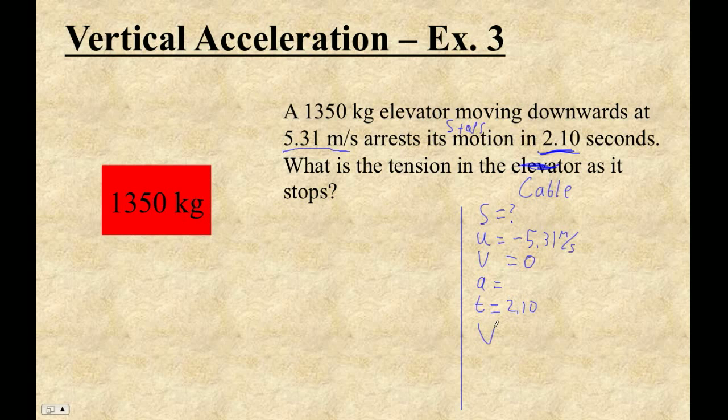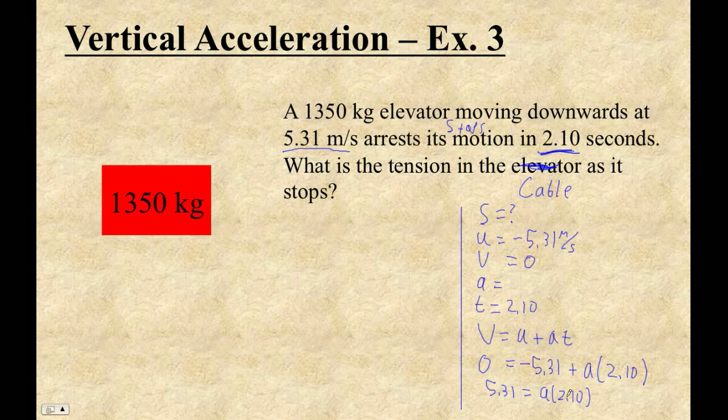Okay, so let's use v equals u plus at. That's a u and this is an a. So the final is 0. The initial is negative 5.31 plus acceleration times 2.10. If we solve this for the acceleration, we'll get 5.31 positive equals a times 2.10. So clearly the acceleration is going to be positive.